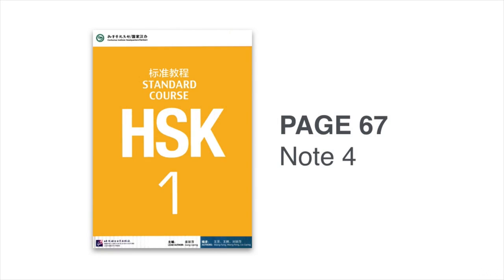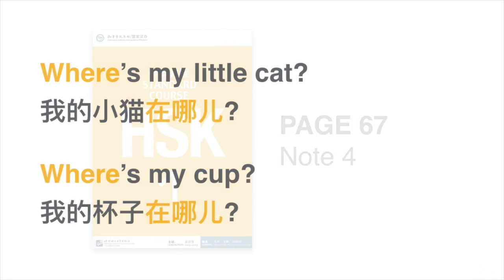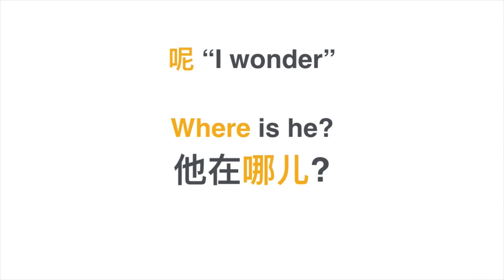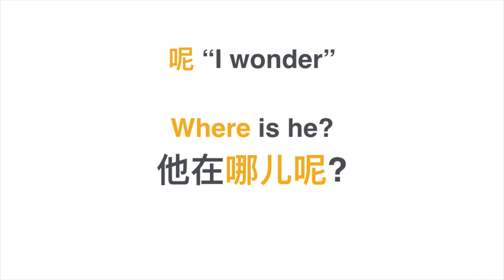Let's turn to page 67 and take a look at grammar point number 4. The question, where's my little cat, can be expressed with 我的小猫在哪儿 or 我的小猫在哪儿呢? Remember, 呢 expresses curiosity, like saying, I wonder. For example, where is he? 他在哪儿? With 呢. 他在哪儿呢? Where is he? I wonder.